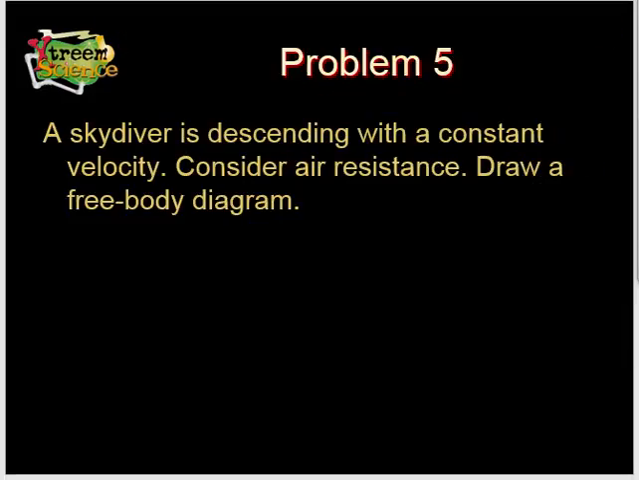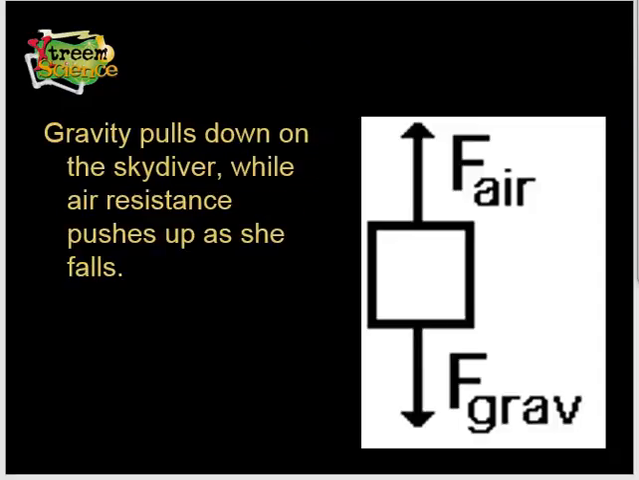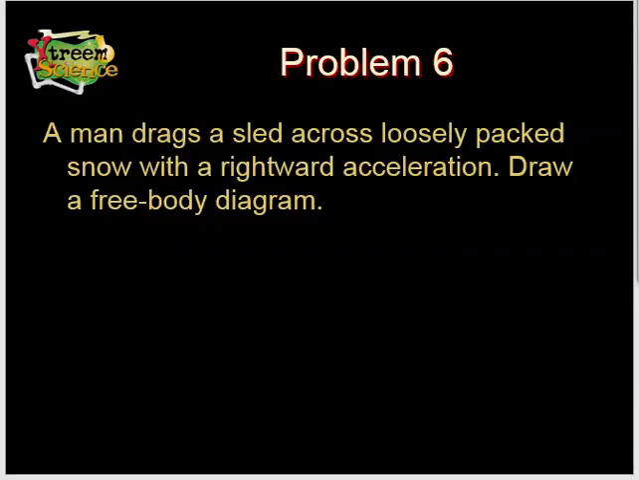All right. Problem 5. A skydiver is descending with a constant velocity. Consider air resistance. What does this sound like? It's the flying squirrel problem again. There you go. Weight down, air resistance up. Weight's obviously always going to be involved. You immediately know what force is on it. Weight. It's on Earth. So draw one force going down all the time.